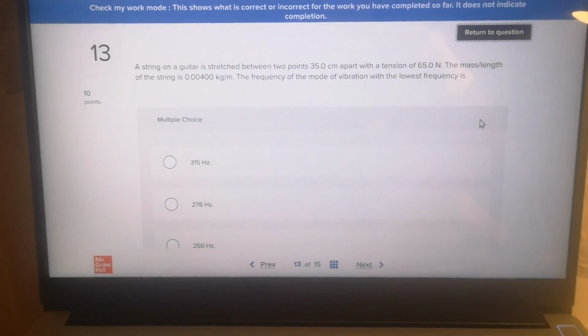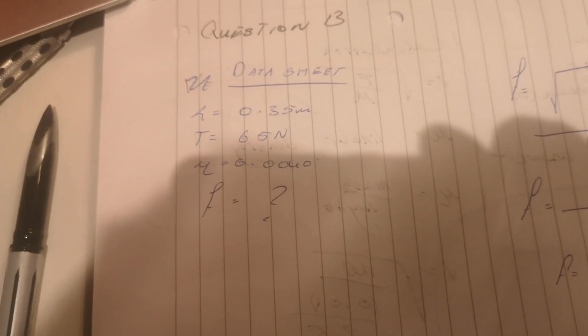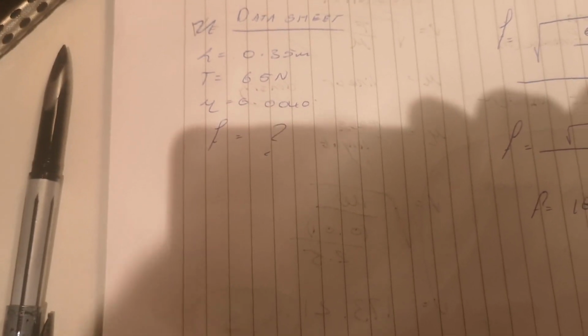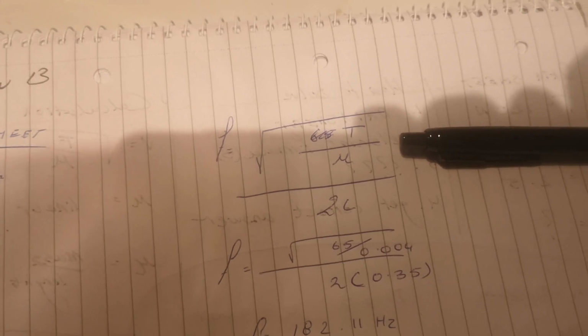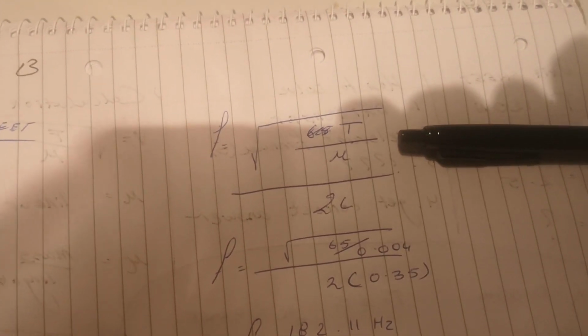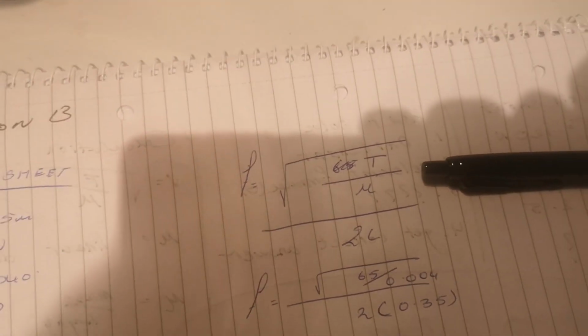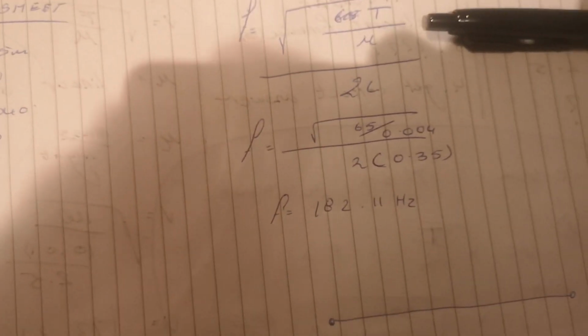Alright, moving on to question 13, you can read it there, pause the video. So I immediately start off with a data sheet, because that's what I usually do. I have length, tension, my linear density and frequency, and I just look for a formula that has all four of those things. I found this formula from my log tables, or just Google, or just by remembering it. And it's the same formula we used last time, except it's divided by 2L this time. So we put our numbers in, we get our answer, and that's pretty much it.